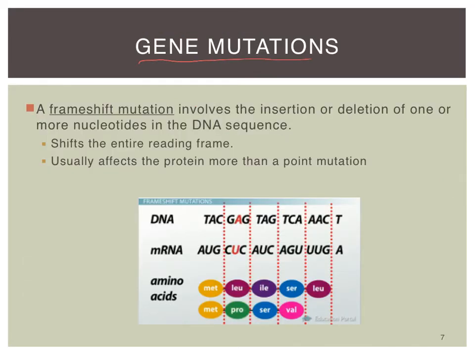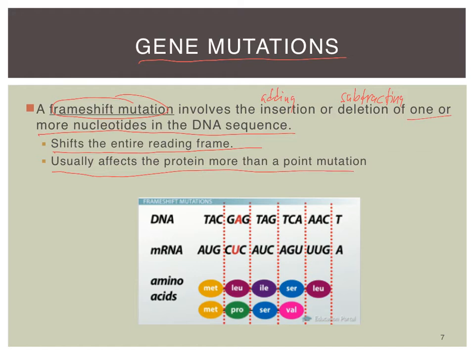So other types of gene mutations would be something called a frame shift mutation, and this involves the insertion, meaning adding, or deletion, subtracting, of one or more nucleotides in the DNA sequence. What this does is it shifts the entire reading frame. Because it changes the reading frame, it affects the protein more than a point mutation.